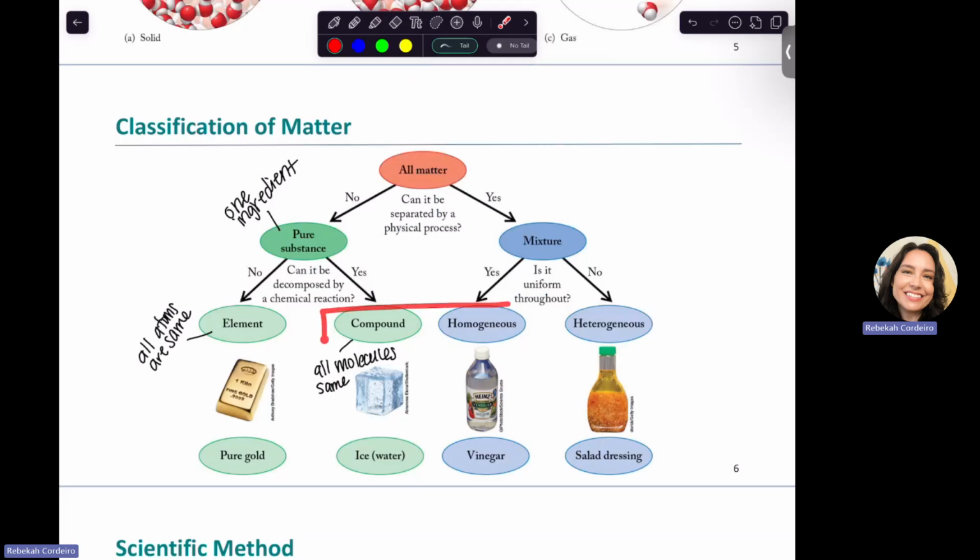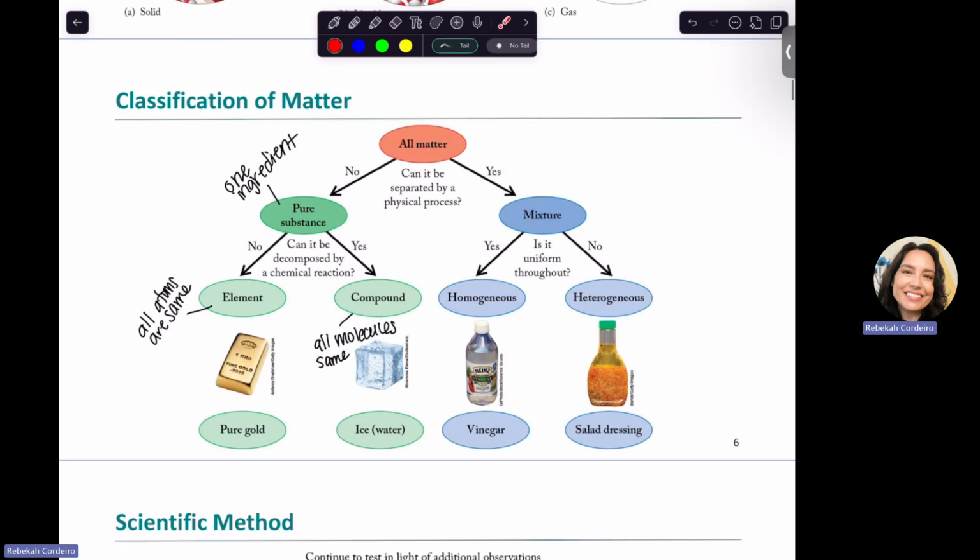It's hard to differentiate between a compound and a homogeneous mixture. So ask yourself, if you look at the ingredients list, would it be one ingredient? If it's one ingredient, compound. If it's two or more ingredients, homogeneous mixture. So vinegar, for example, is acetic acid and water, not a compound. It's a homogeneous mixture. And you might not know that just by looking at it, right? But if you actually looked at the ingredients list, you'd see that it's more than one thing.